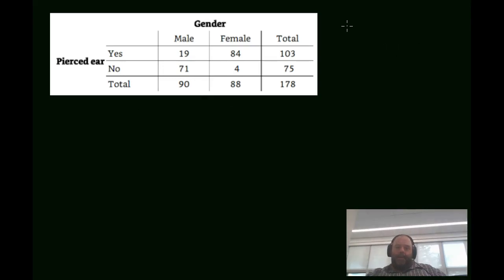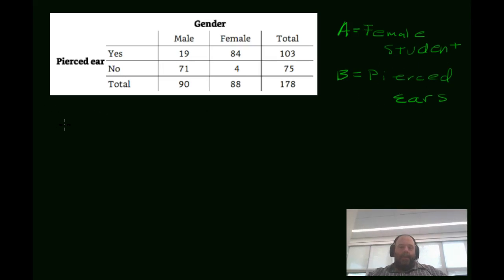So we have two events here. The first event is that we have chosen a female student. And the second event is that we have chosen someone who has pierced ears. So our first move here is to establish what the two events are. One is that we've chosen a female student. The second is that we have chosen a student that also has pierced ears. So what we're looking for is, given a female student, what is the probability that we also found a student that has pierced ears? So we're looking for the probability of B given A.